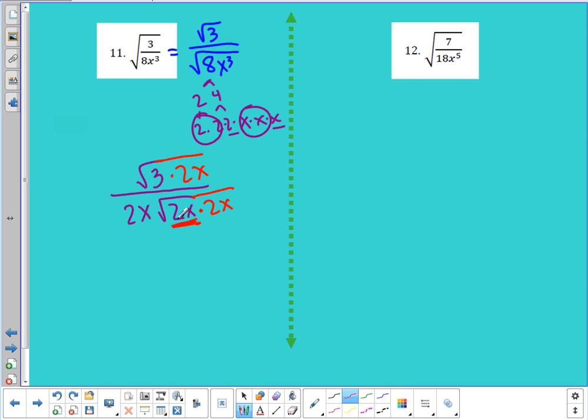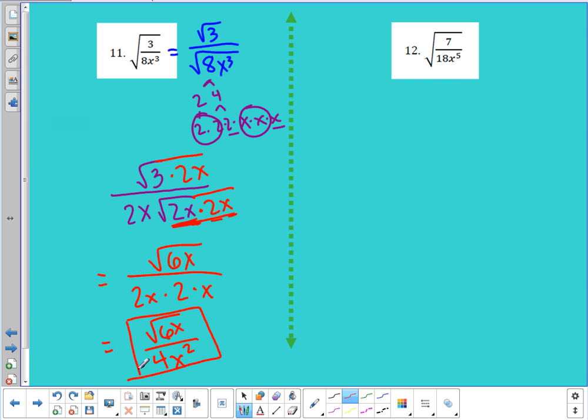So now the pair of 2's comes out, the pair of x's come out, and on the top, let's see what we have. We have 3 times 2, which is 6, so 6x. And then I had the 2x that was already there. I get another 2 from this pair, and I get another x from that pair. And putting that all back together, holy cow, 6x, 2 times 2 is 4, x times x is x squared. So the square root of 6x over 4x squared. And again, top is radical, bottom is not, can't reduce it at all.